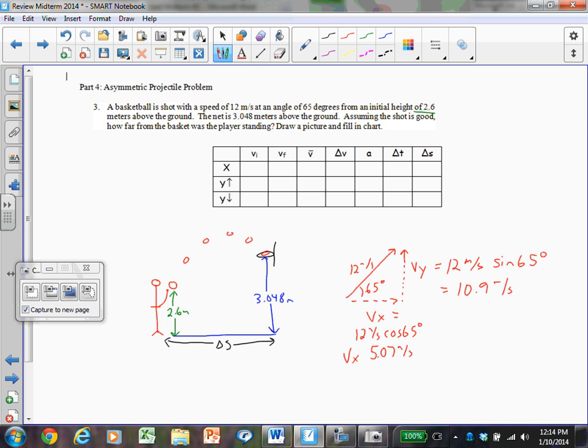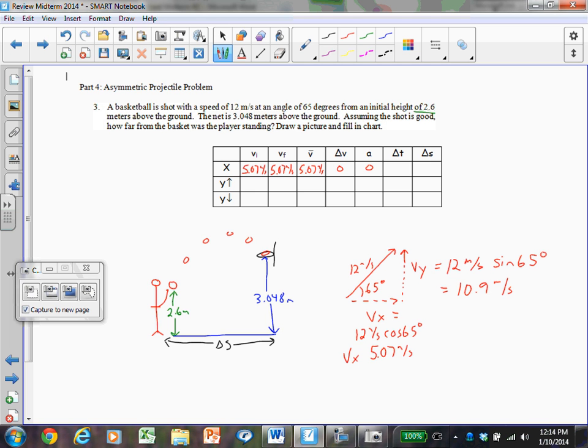Okay, so how does the Vx work? It stays the same throughout. Good. Right, there's no friction, nothing, no forces in the x direction. So all that we know.